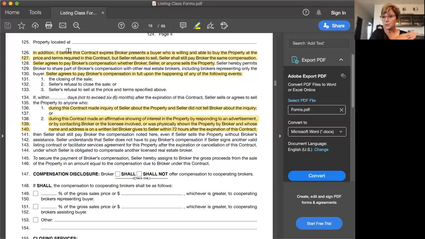And when I do, and it's at the right terms and the right price, we're going to move forward. And if not, you're still going to owe me my fee. Okay. Any questions on that?